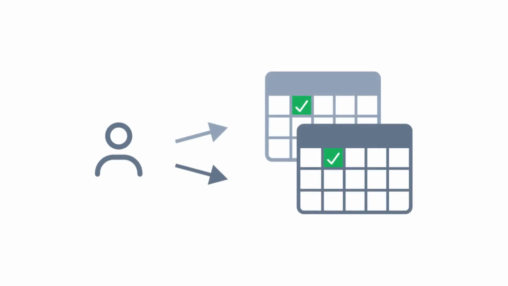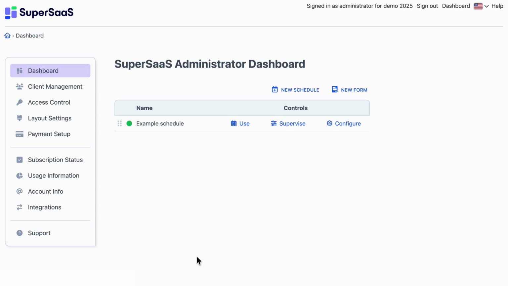In this example, we will configure a service schedule that combines multiple resource schedules. So we'll first create the resource schedules and then the service schedule. If you haven't done so yet, create a SuperSaaS account and log in to get started. Then, on your dashboard, click New Schedule.